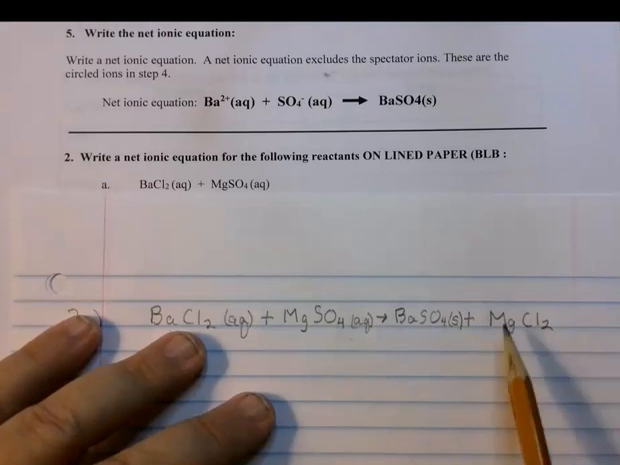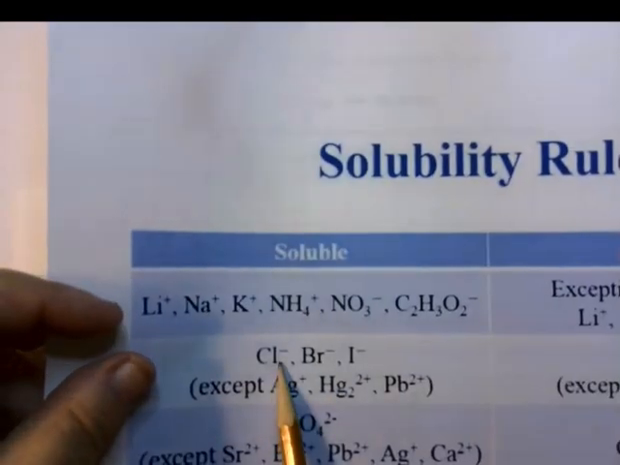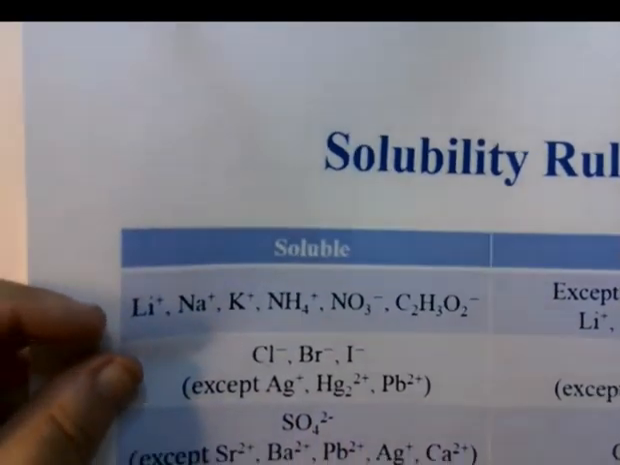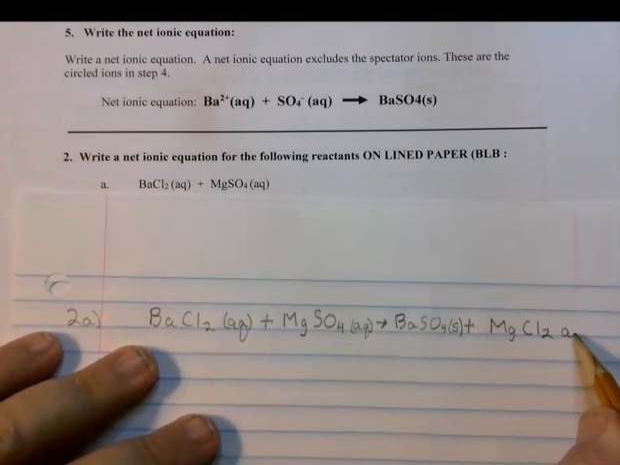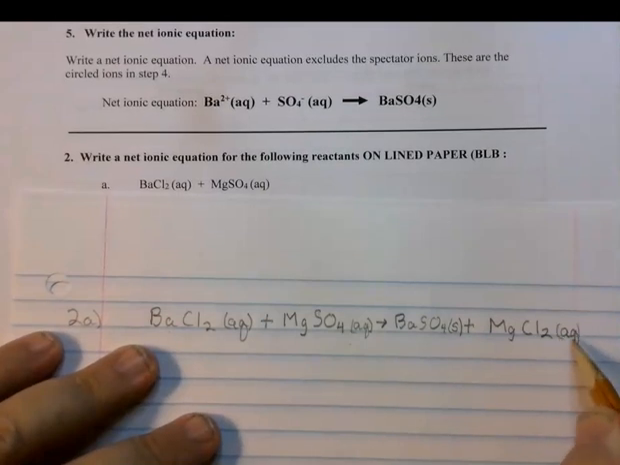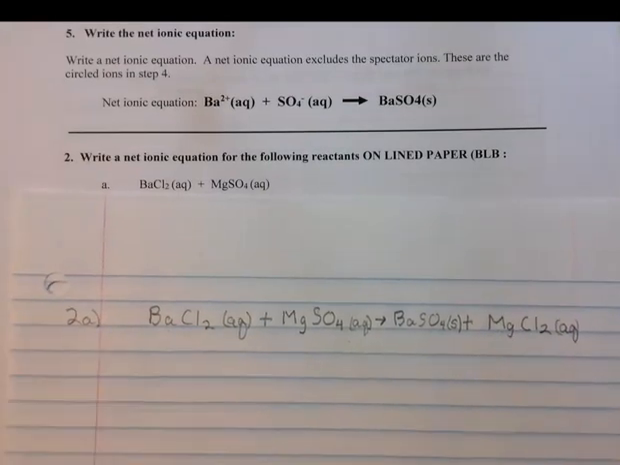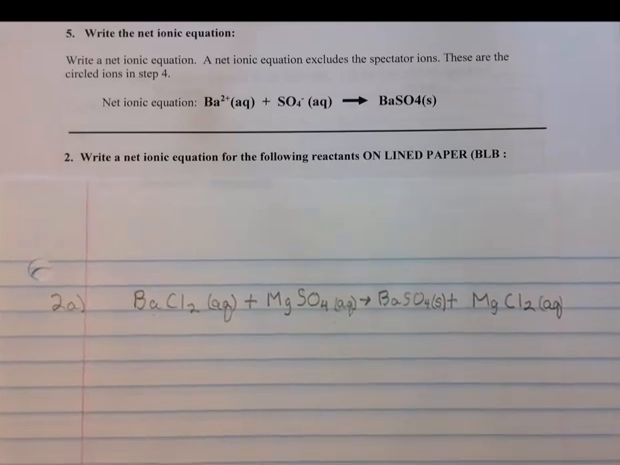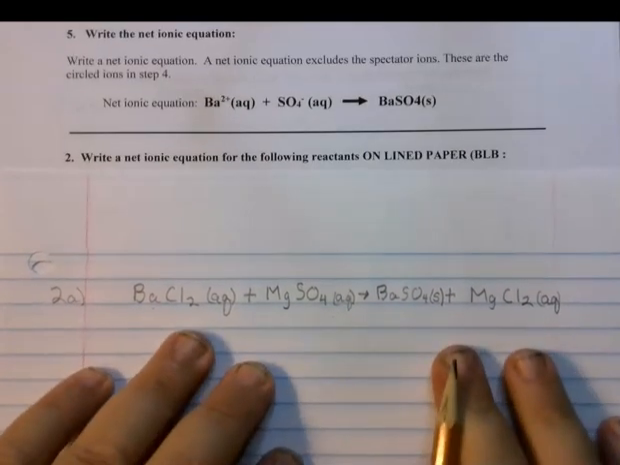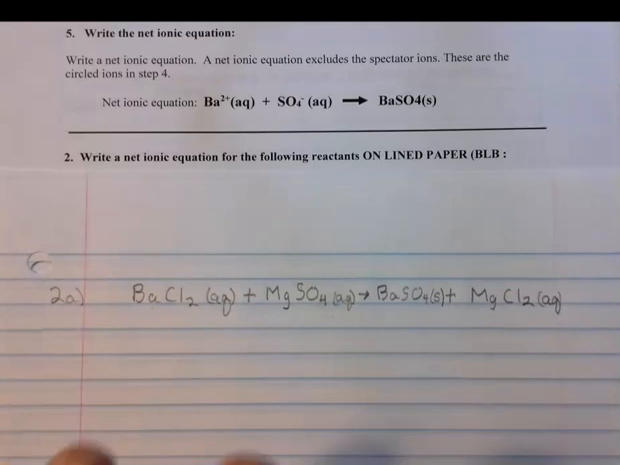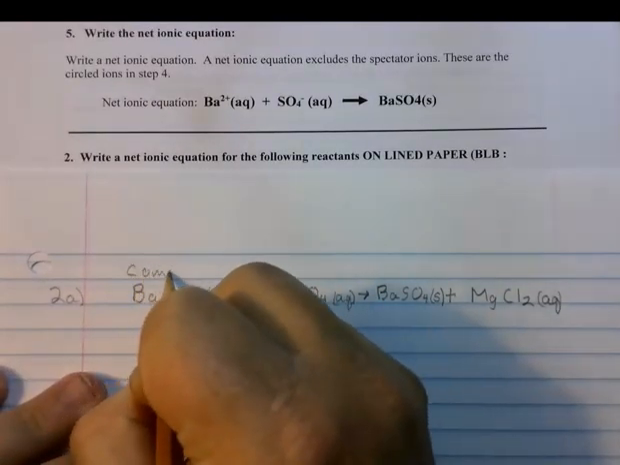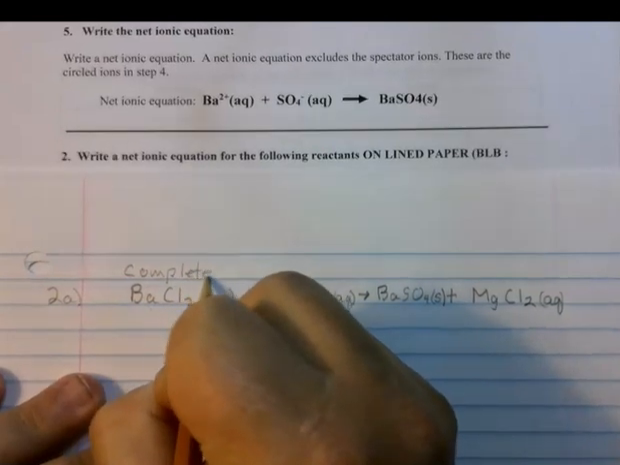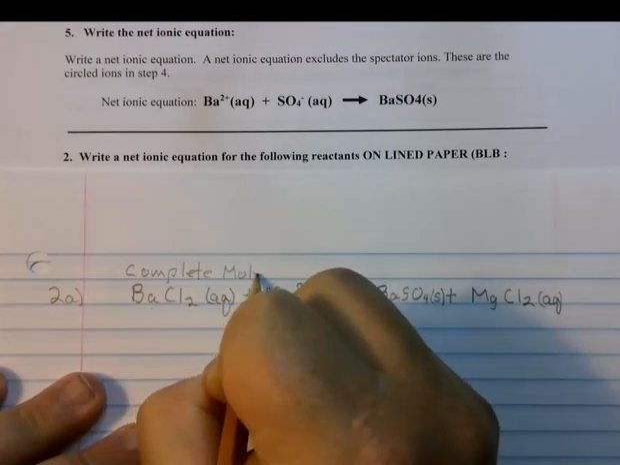And finally, we have magnesium chloride. So we have chloride here. Magnesium is not one of the exceptions, so it is soluble, so that's aqueous as well. So that means this is a compound that's never going to form. It'll just simply stay as ions in solution, even though we're writing it as though it is going to form. This is the complete molecular equation.